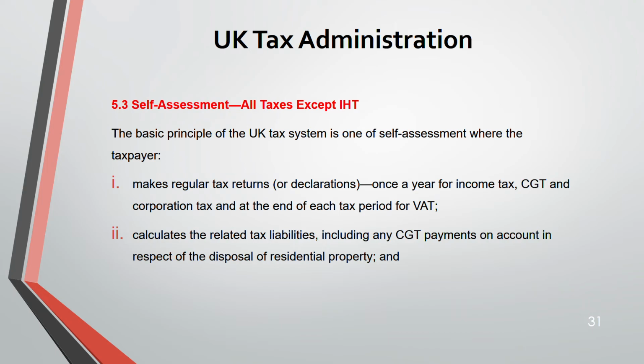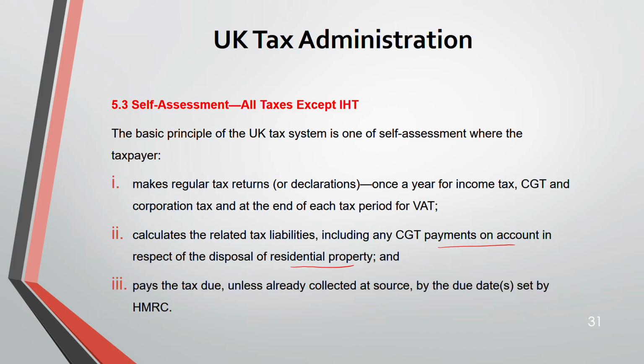And they calculate their tax liability, including any CGT payment, capital gain tax payment on account. Sometimes you have to pay in installments for some. Okay, we'll see later what are the conditions required to pay an installment. So payment on account: if you are disposing of a residential property, you pay capital gain tax, but that capital gain tax is on account, and you pay the tax due unless already collected at source.